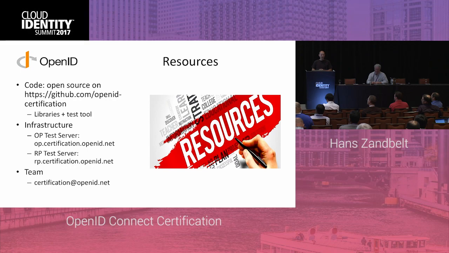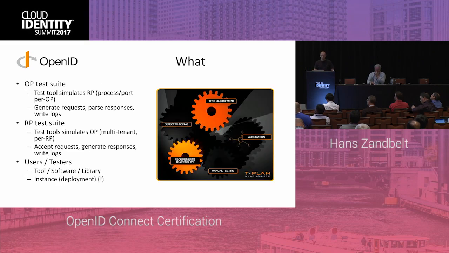There's an RP test suite as well. So if you're a developer or a deployer of an OpenID Connect relying party, you can actually test against the rp.certification.openid.net server to make sure that your RP is doing the right thing. And there's a team of people that actually takes care of maintaining this infrastructure, helping the testers, and making sure that things are working out.